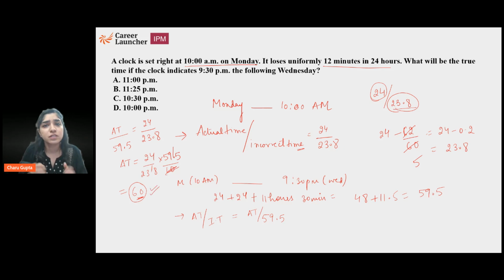So therefore by 60, what do you understand? That since 10 a.m. on Monday till 9:30 p.m. on Wednesday, the incorrect time was 59.5 hours, but actually 60 hours has passed. So that means the correct time is 10 p.m. on Wednesday. You will add 60 hours to 10 a.m. Okay, so the correct time is option D, 10 p.m. on the following Wednesday. Okay, moving to the next question.